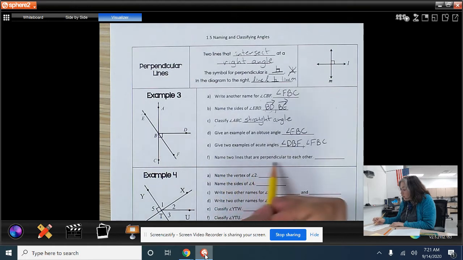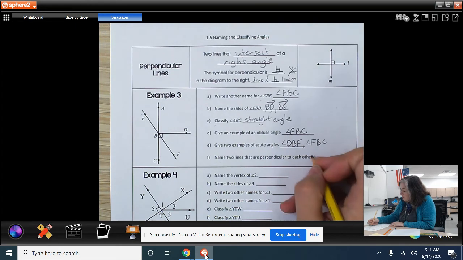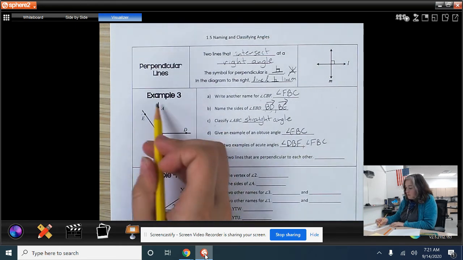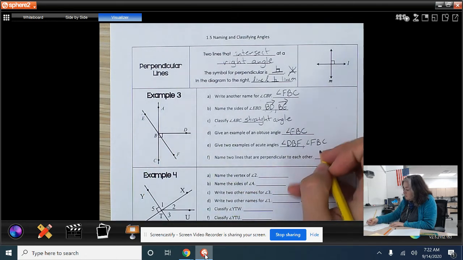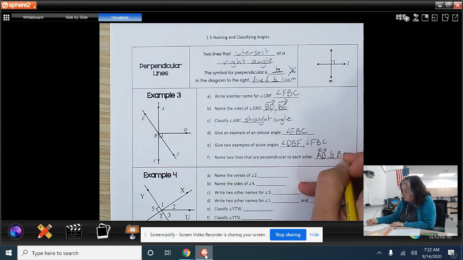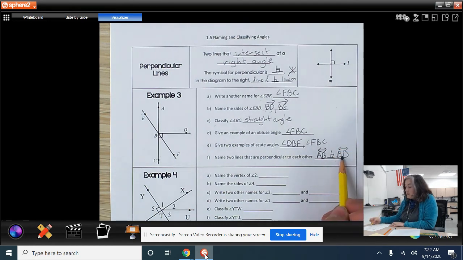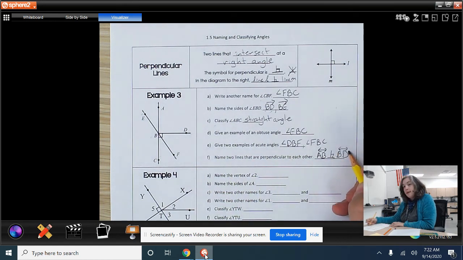Name two lines that are perpendicular to each other. Well, we know that this line right here is perpendicular to this one right here. So I'm going to say that AB is perpendicular to BD. This technically can be a line. We could keep it going in this direction. Just because it's not drawn doesn't mean it's not there. So it's not improper to name this as a line. I know it's a little weird.